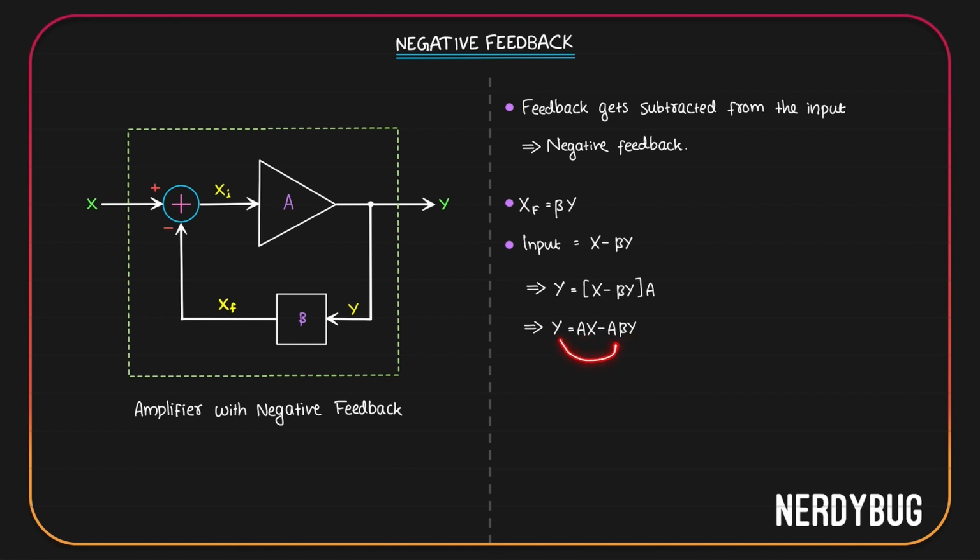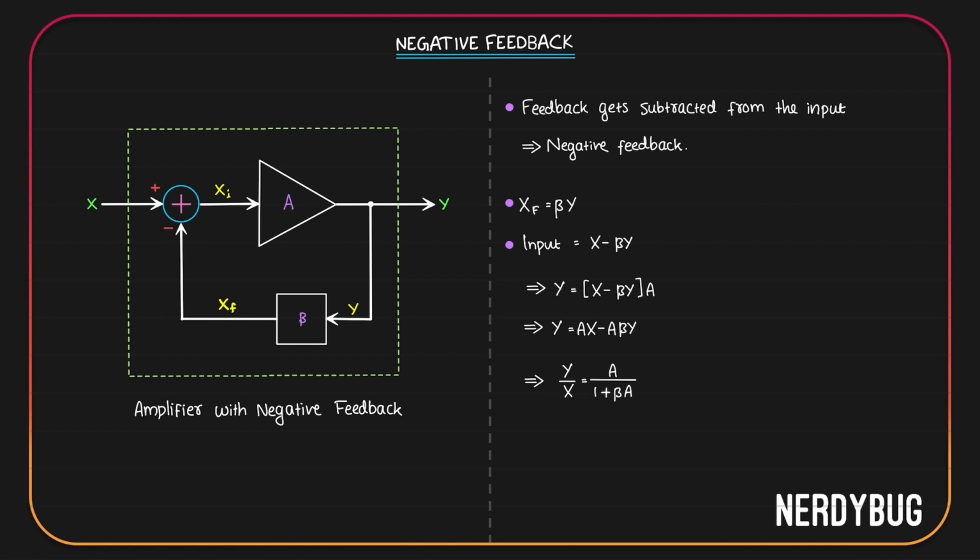Let's take this to the other side of the equation and write an expression for Y by X, which is final output divided by original input. We get it to be A by 1 plus beta A. Y is our final output. X is our original input. So Y by X is the final effective gain.